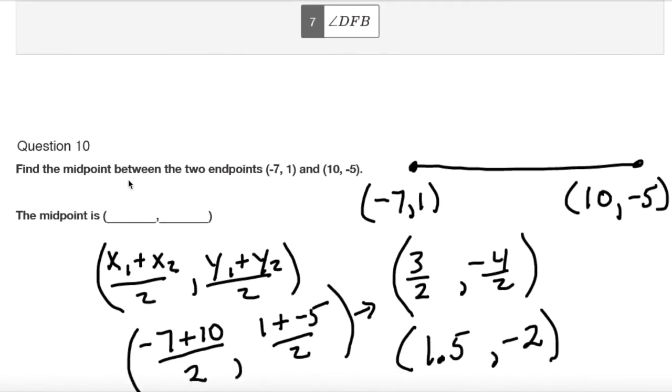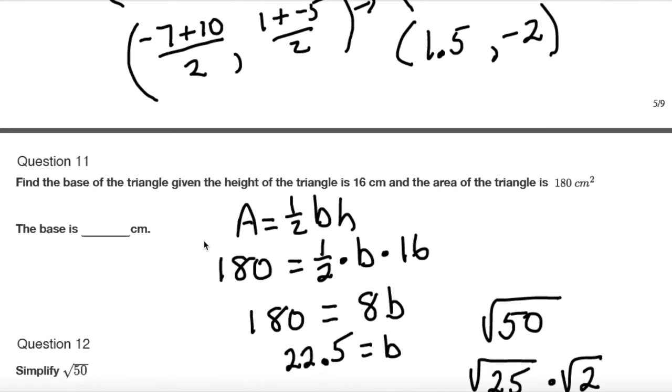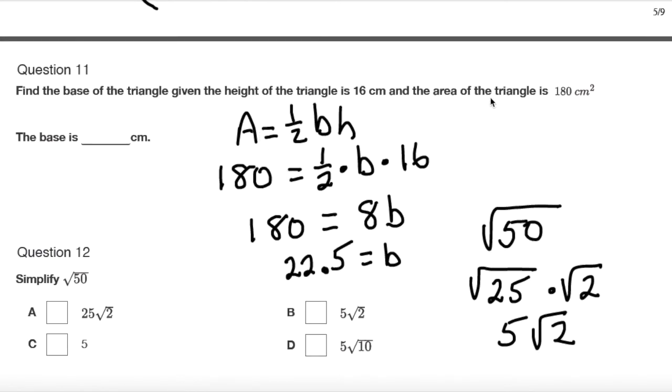Midpoint problem. If it gives you the 2 endpoints, then we're going to plug that into the midpoint formula. And I solved the formula for you, so we get 1.5 comma -2. Find the base of a triangle given the height. The area is 180, so we start with the area formula. Make sure you use the correct formula. I plug in, substitute, and solve.